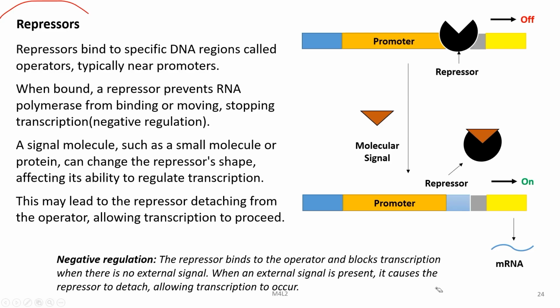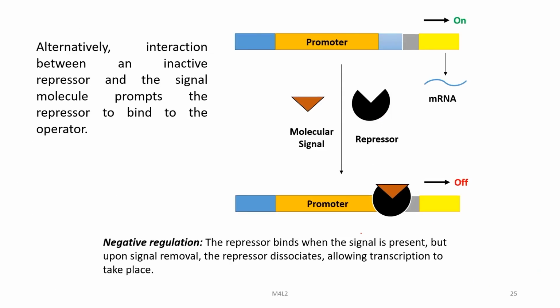When bound, a repressor prevents RNA polymerase from binding or moving, stopping transcription. This is the negative regulation. A signal molecule such as a small molecule can change the repressor shape, affecting its ability to regulate transcription. This may lead to the repressor detaching from the operator, allowing transcription to proceed and thereby producing mRNA.